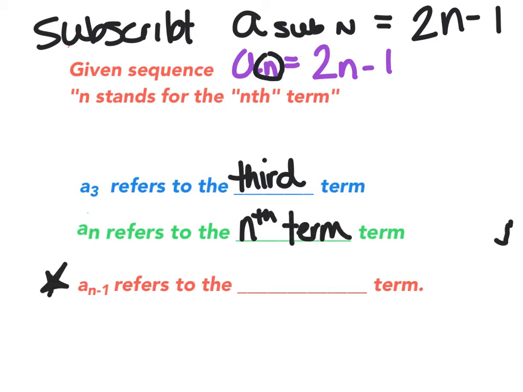And here is a very special case that you're going to see a lot this year. A sub n minus 1. Well, think about this. If a sub n represents the nth term, and now you take that n and you subtract 1, you're getting the number that was right before it. And we call that the previous term.